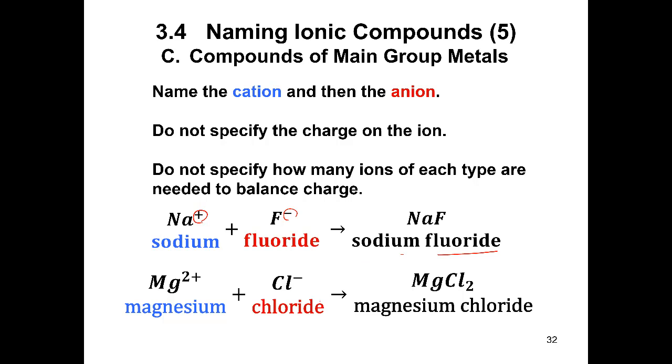Magnesium and chloride become magnesium chloride, okay? And remember that our formula has 2 chlorines in it, because this is only a -1 and it has to come out to 0. So you have -1 times 2, which gives you 0, and that's why it's MgCl2.